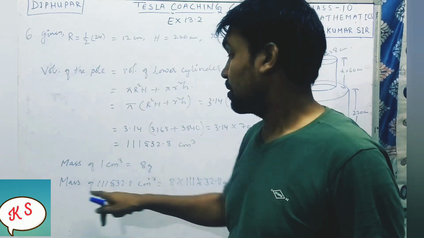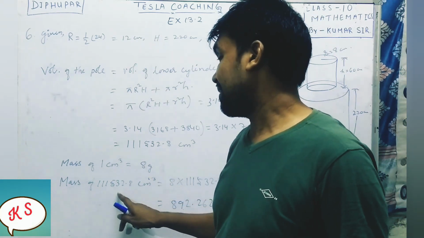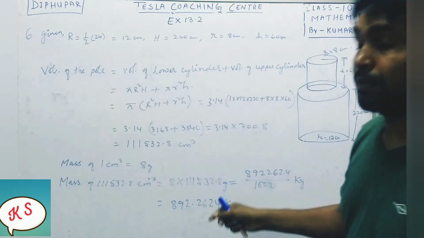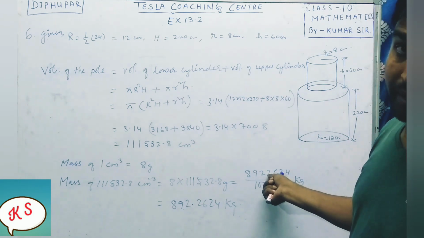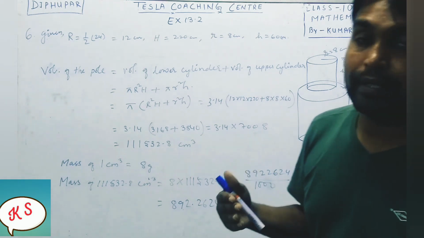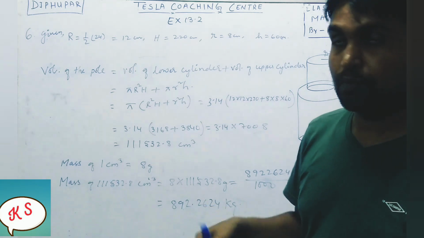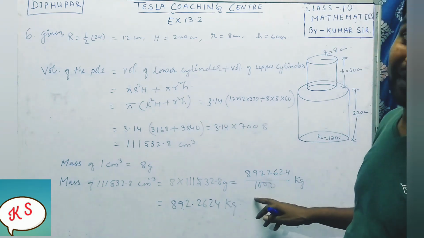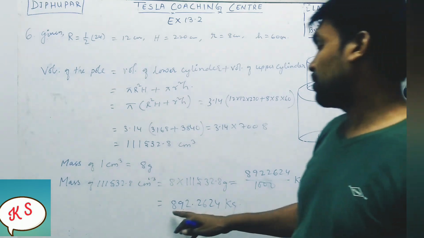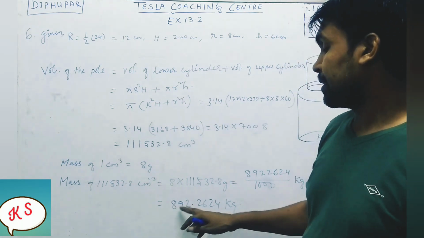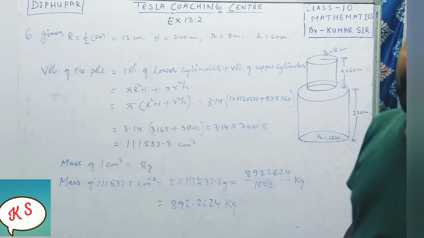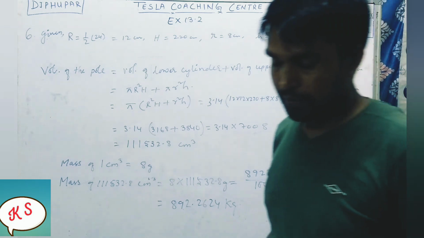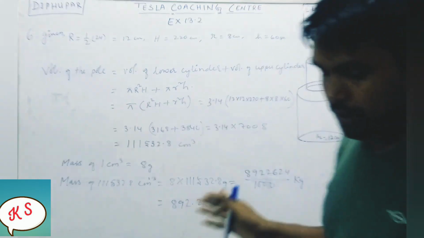Now mass of 1 centimeter cube is equal to how much? 8 grams. Therefore mass of 11532.8 centimeter cube is equal to 8 into this. So after multiplying you got this much, okay, grams. But we should find it in the standard form. So we are converting this gram into kg. So we have to divide by 1000. After dividing you got how much? Mass equal to 892.26 kg. So this is the mass of the pole. Okay, understood everyone? Okay, you can take it down.